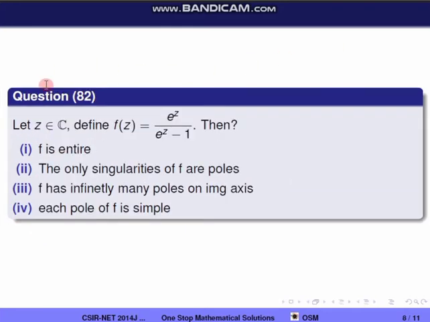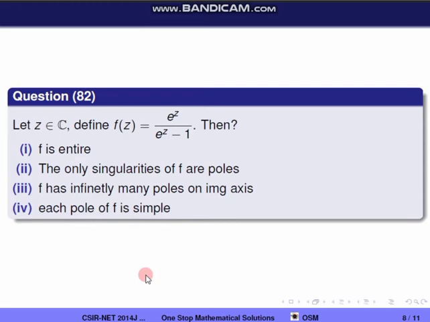Next question, question 82. Let z element of C define f of z is equal to e power z by e power z minus 1, then. So we are given a function here. We have to check which of the following is satisfied by f of z.